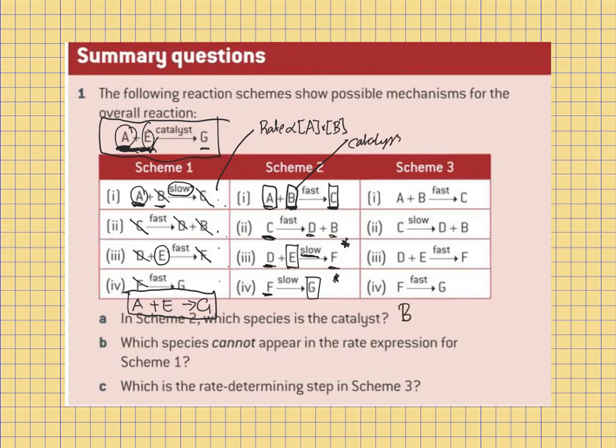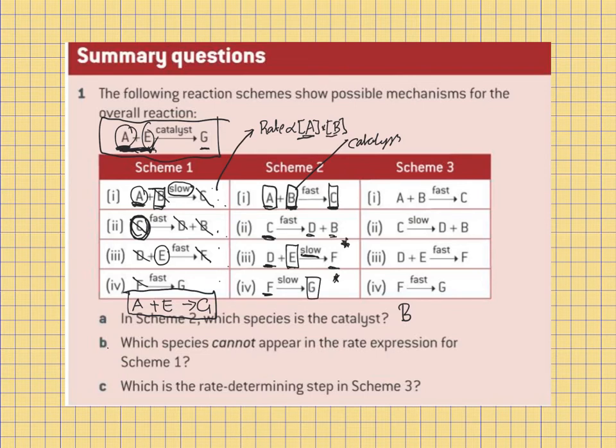Let's now have a look at part B. Which species cannot appear in the rate expression for scheme 1? Well, let's look at which species will occur in the rate expression for scheme 1. First of all, we have A and B, which are the slowest step, and therefore we have already deduced that A and B will appear in the rate expression.